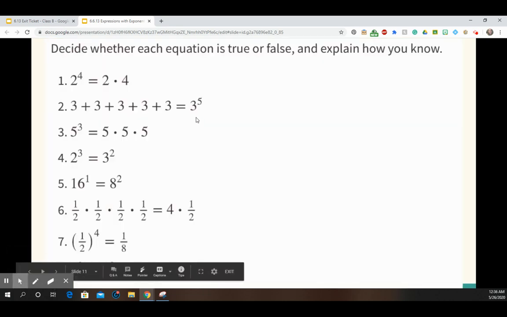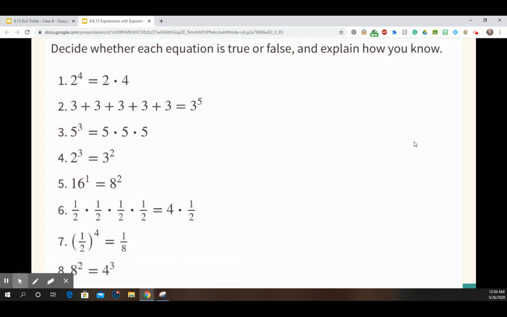Okay. So decide if each one of these is true or false and explain how you know. I want you to pause the video and work on all of these. You can work in your workbook if you have it. When you're done, press play and we'll go over it.